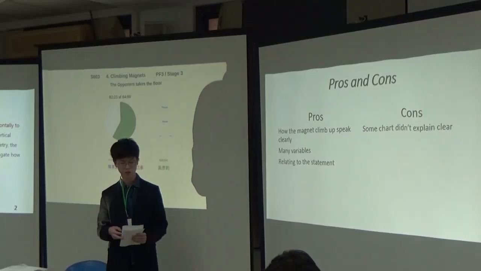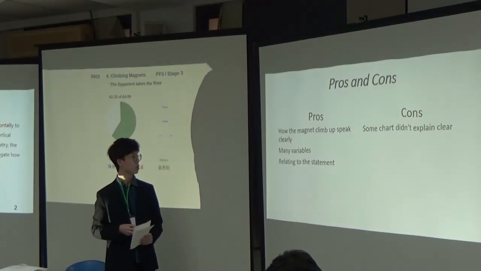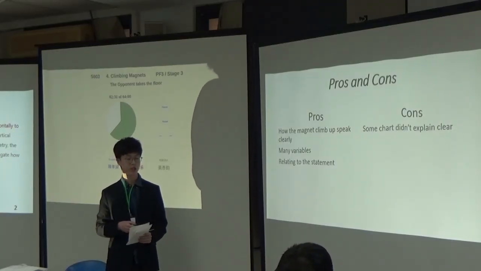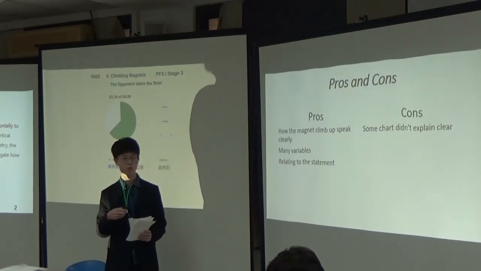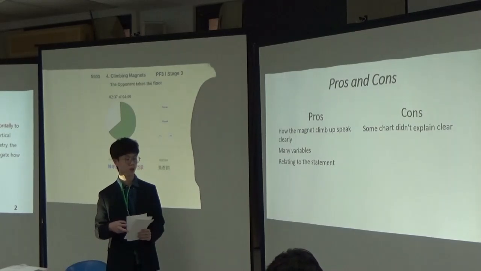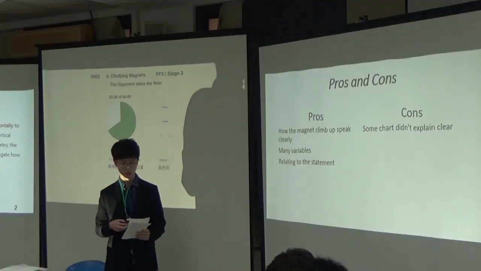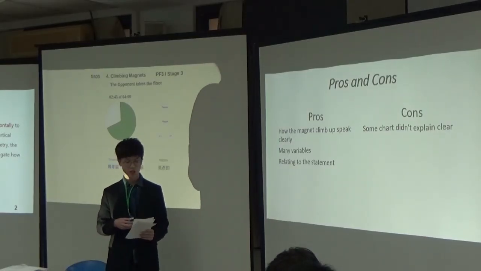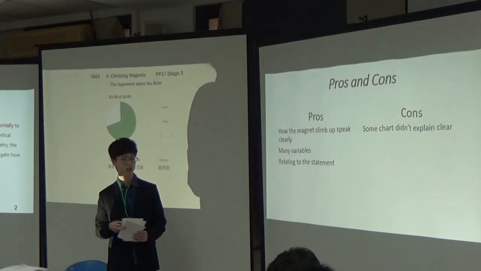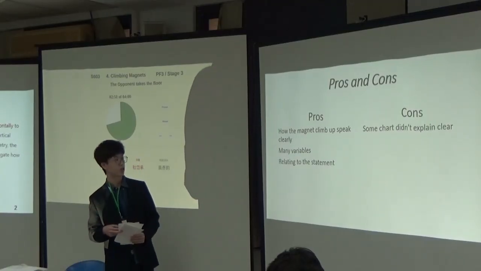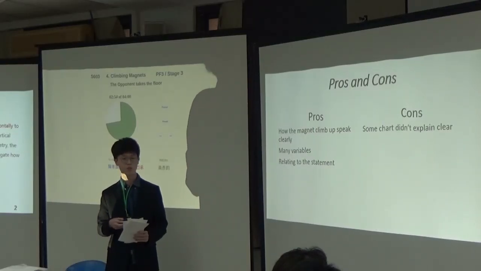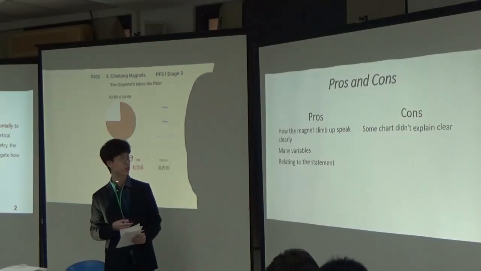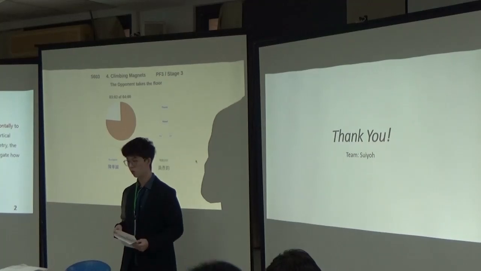About the pros and cons. About the pros, they give an explanation of how the climbing magnet climbs very clearly and easily to understand. And they also consider many variable issues. And in the end, they relate to the statement and did a good job. And about the cons, I think some charts could explain more clearly so the audience can understand more easily. Okay, this is all.